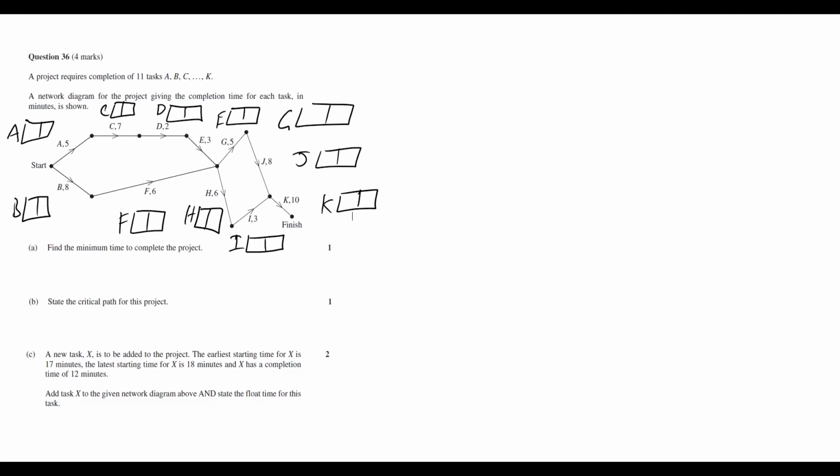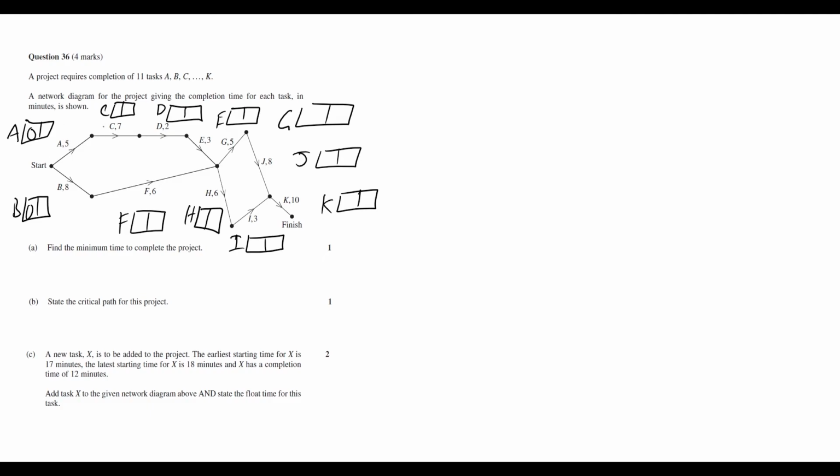It says, find the minimum time to complete the project. Fantastic. All we need to do is go through and start seeing what the earliest start times can be. For point A, the earliest is 0. For point B, the earliest is 0. Fantastic. Now assuming that we continue with the earliest start times, let's just go through the A path first.